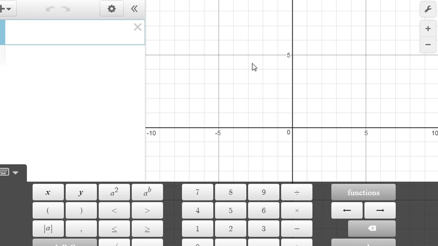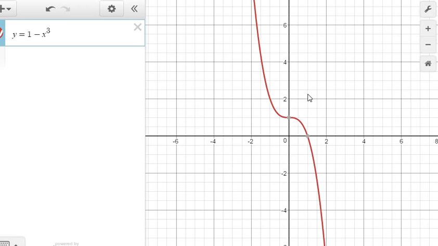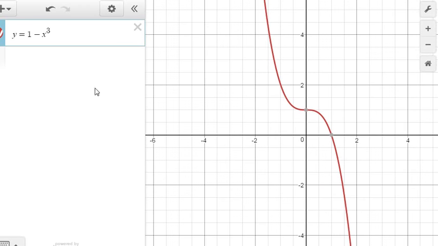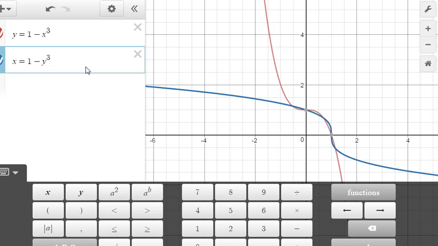So we can type in a function, say y equals 1 minus x cubed, and we get a nice little graph. Let me zoom in a little bit. And this is something that's kind of cool that you cannot do with your calculator. You can interchange x and y. Let's do x equals 1 minus y cubed. Now typically when you're working with your calculator, you have to have y solved for, right? There you go. Don't have to have y solved for with Desmos.